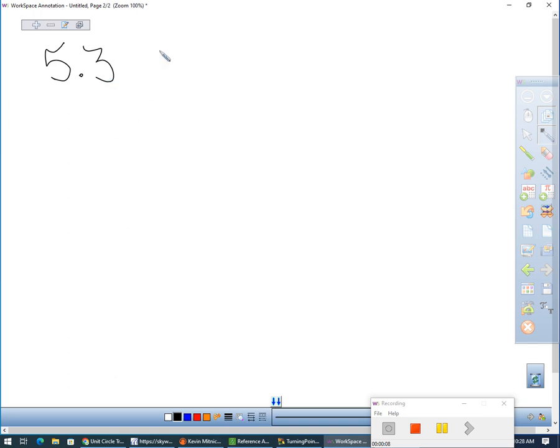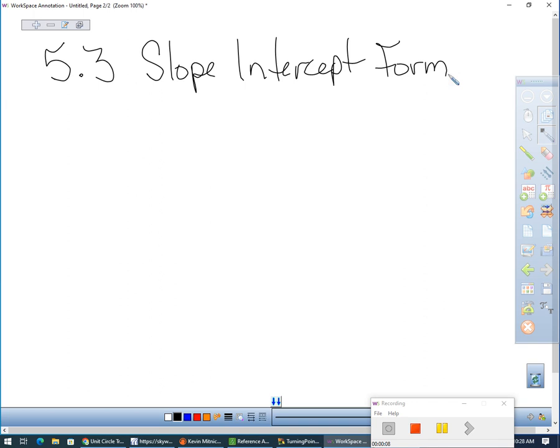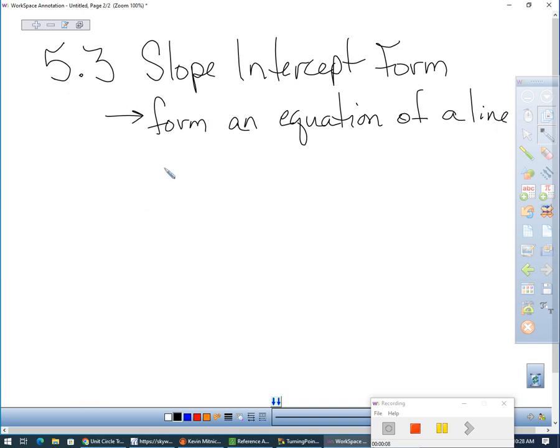Today we are going to talk about slope-intercept form. Actually, what slope-intercept form is, it's a form of a linear equation, or the form of an equation of a line that has the slope and y-intercept.